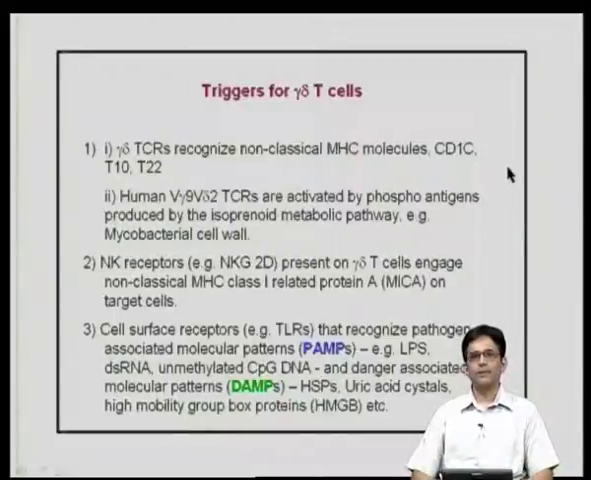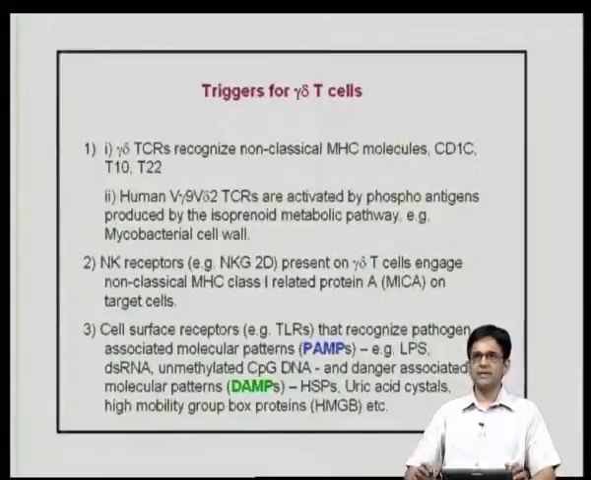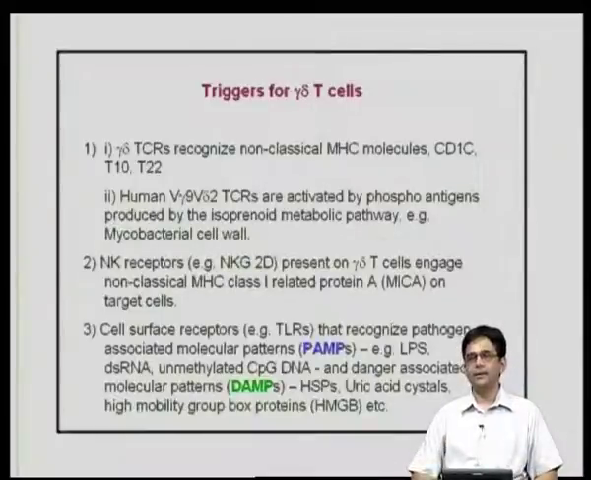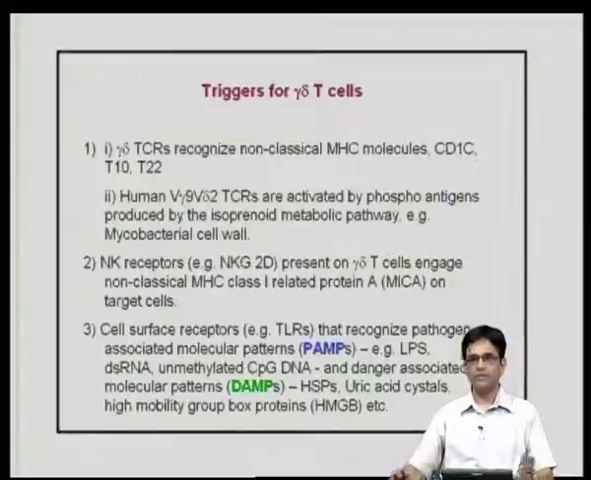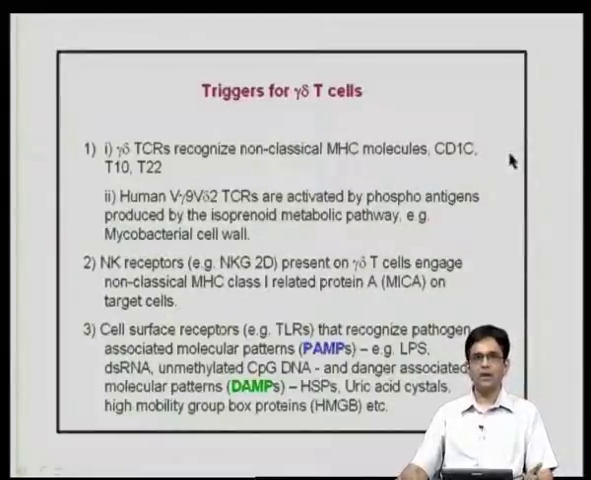So, what are the triggers for the gamma delta T cells? The gamma delta T cells recognize non-classical MHC molecules. Remember, when we were discussing MHC, we had discussed the classical ones like K, D, L, and IA, IE in mouse, and so you have the other set that is non-classical, which are expressed less in different tissues. So, for example, gamma deltas have been shown to recognize CD1, T10, T22. Now, gamma deltas, especially in humans, the peripheral gamma deltas, the V gamma 9s and the V delta 2s, are activated by phosphoantigens, and these are produced by the isoprenoid metabolic pathway. And often a lot of these phosphoantigens are present in mycobacterial cell walls, and so you have activation against these.